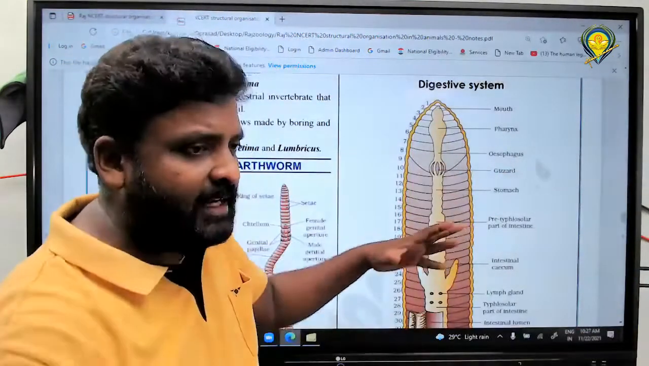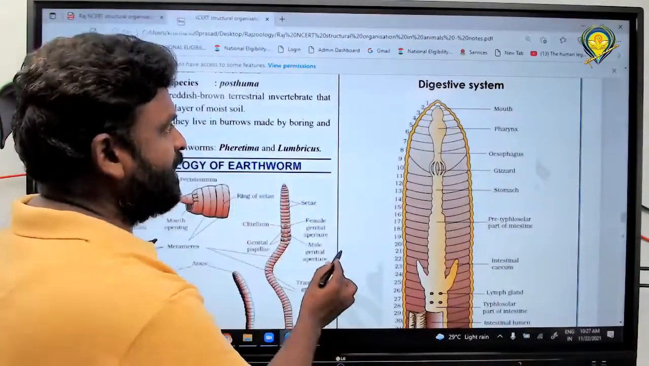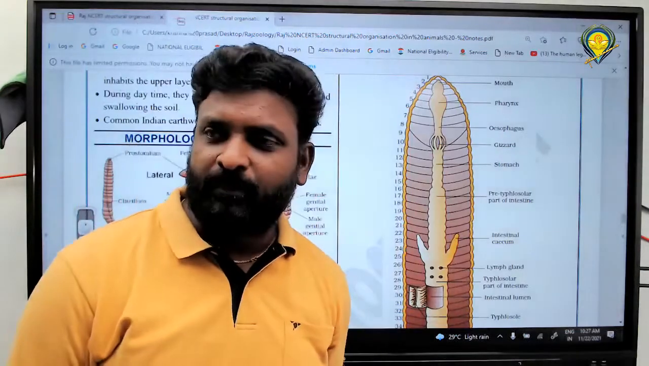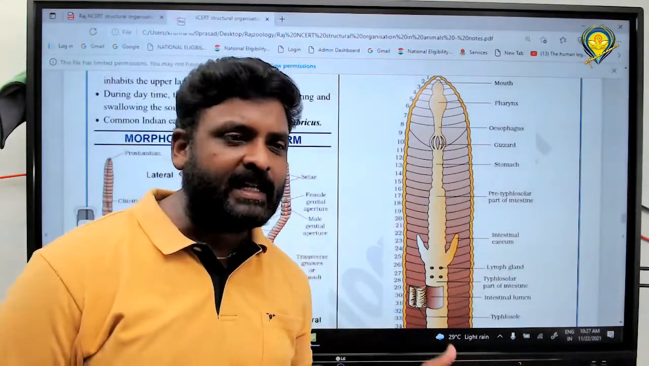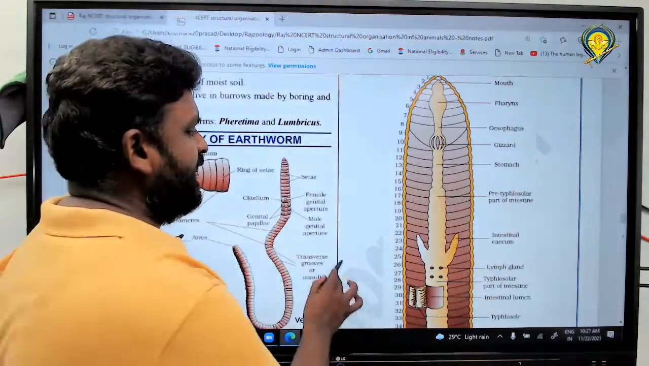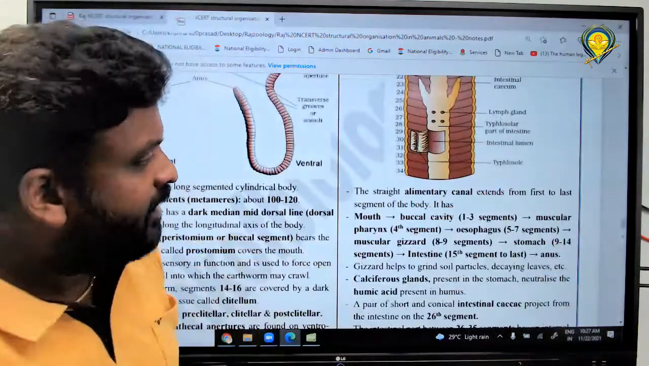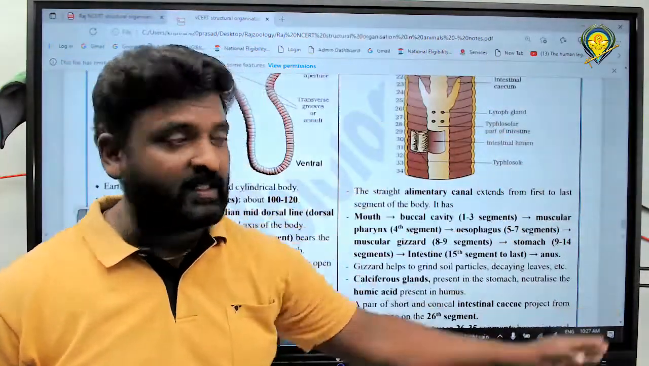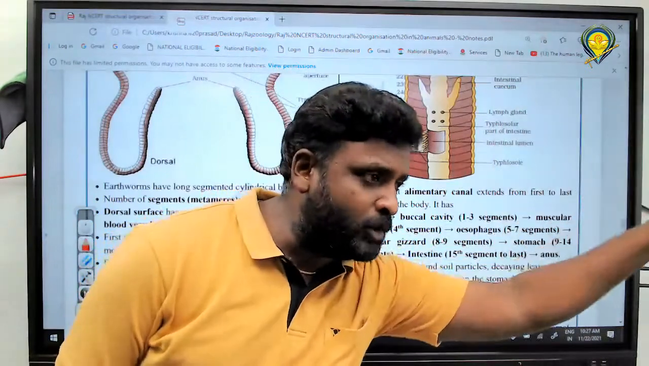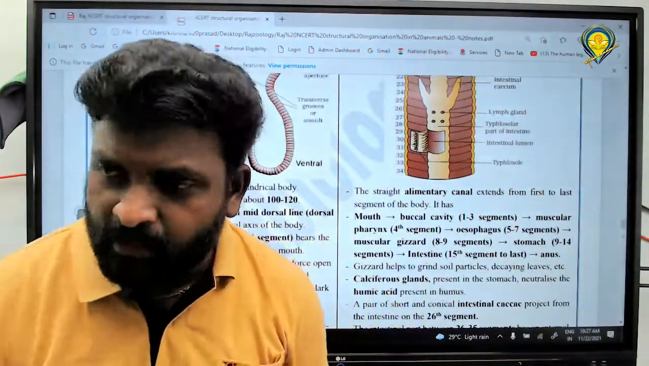Is it straight or curved? The alimentary canal, the main digestive system, consists of the alimentary canal and associated glands, as usual. The alimentary canal is straight and extends from the first segment to the last segment of the body, that means from the peristomium to the pygidium. Got it? So that's it.